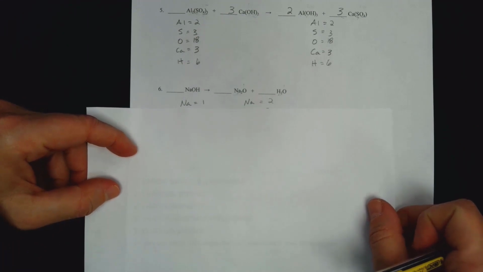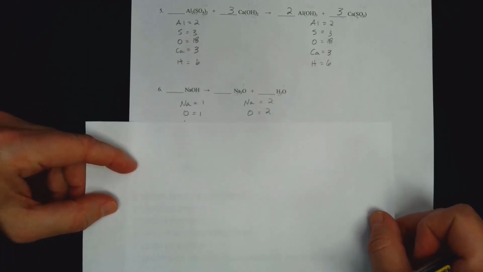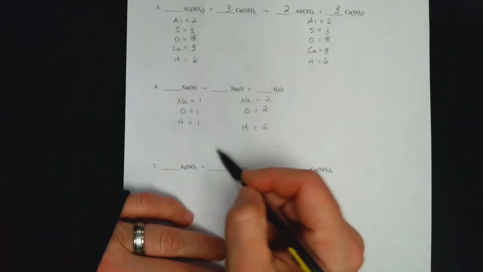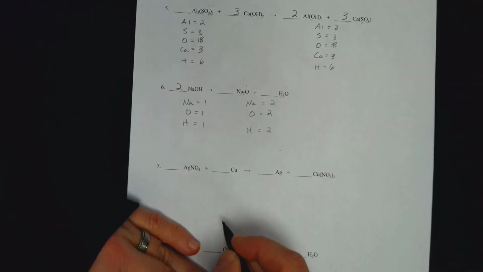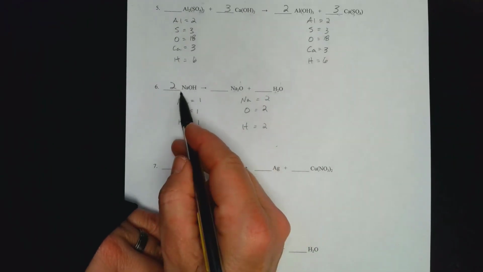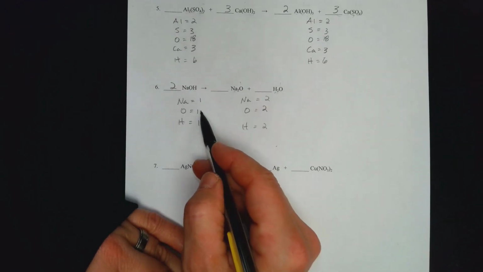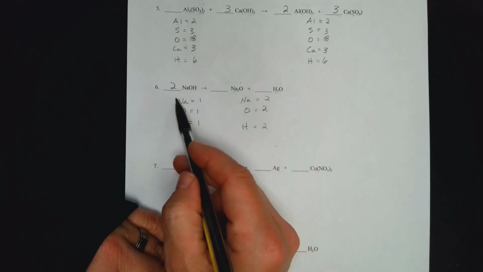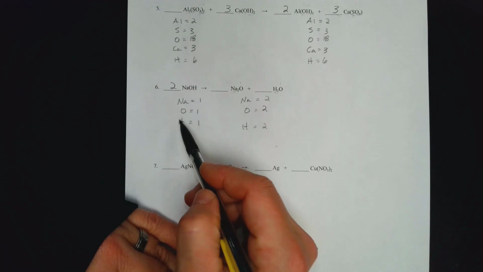So now we have to check for balance. Sodiums are not balanced. Oxygens are not balanced. Hydrogens are not balanced. But look, you guys, they're all 2 to 1s. So your solution is simple. Put a 2 out there. We're putting the 2 on the reactant side because these are all the lesser quantities compared to what's on this side. So the coefficient always goes on the side where you have the lesser quantity.